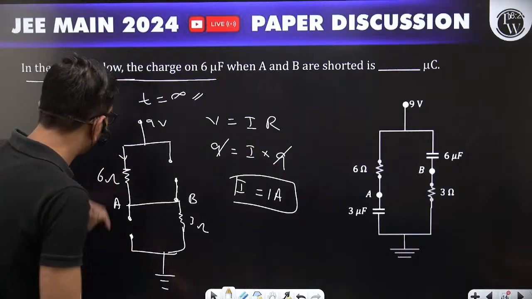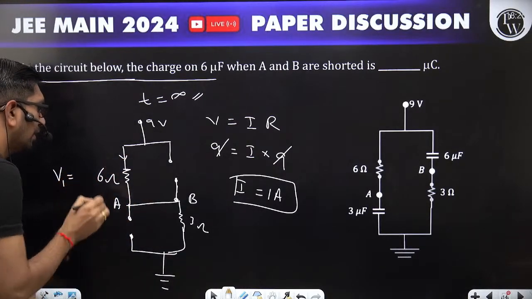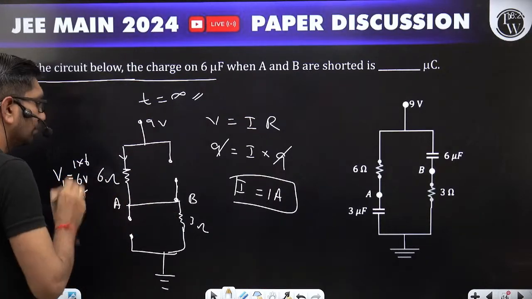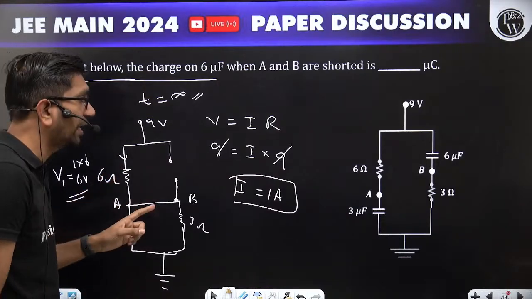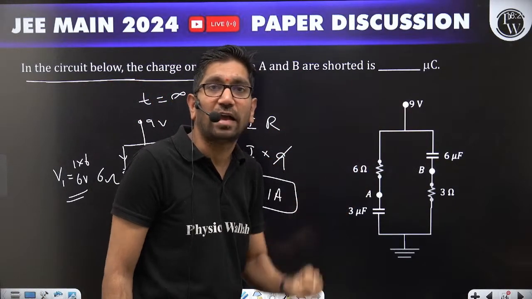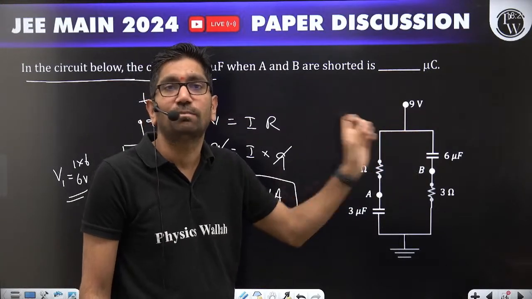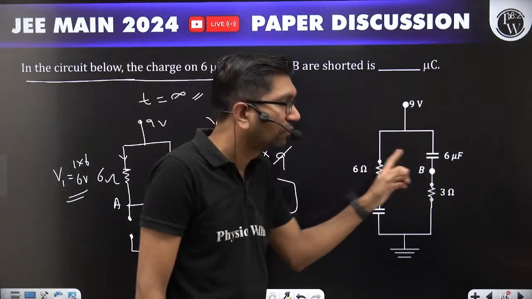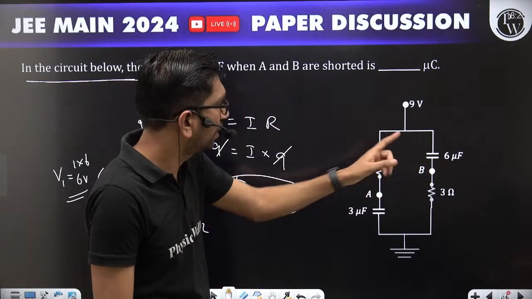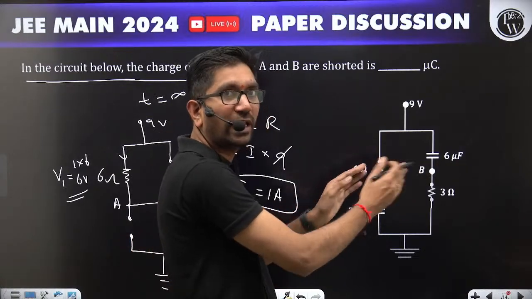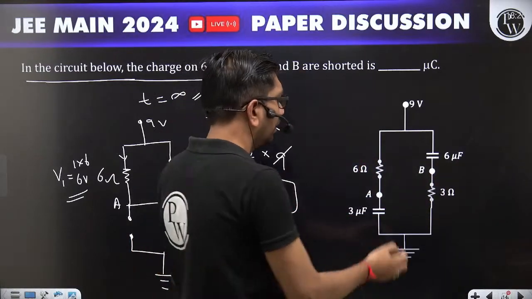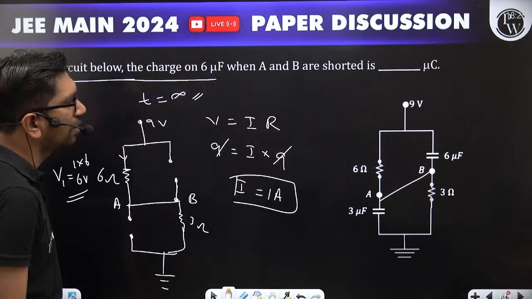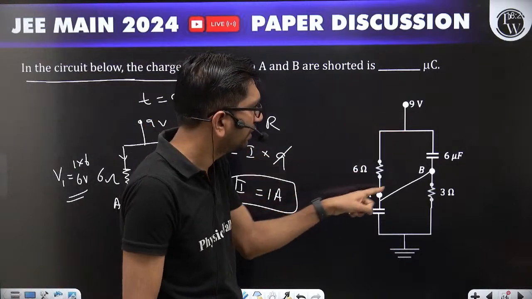What is the voltage drop here? V equal to IR. 1 into 6. So finally it is 6 volt. Now observe carefully. This 6 microfarad capacitor and this one both are in parallel, right? The potential drop will be equal. In parallel connection, potential will be the same, na beta? So actually the current is flowing like this, right? Like this it was moving.